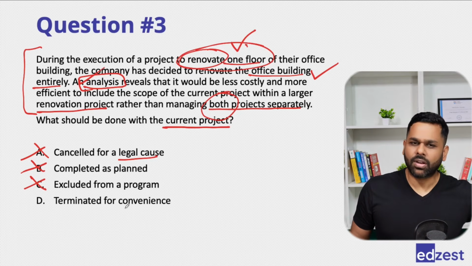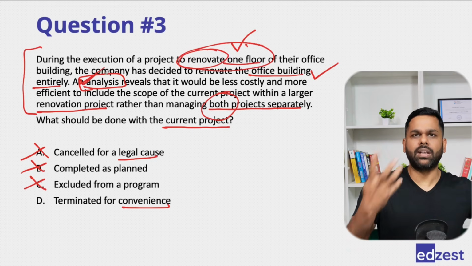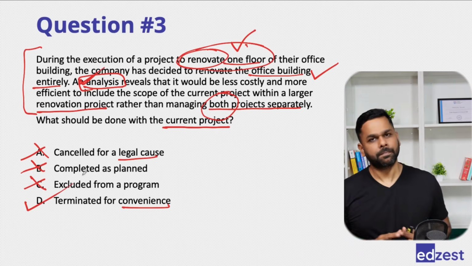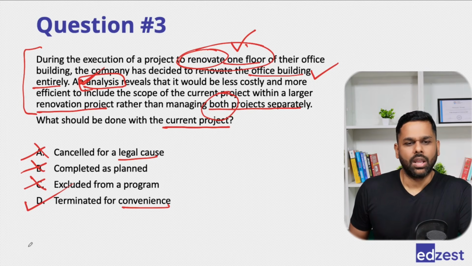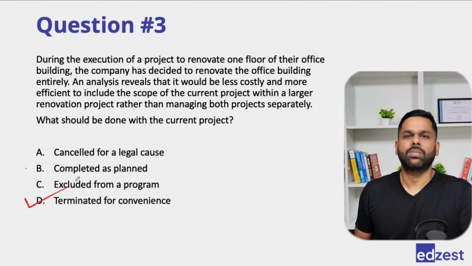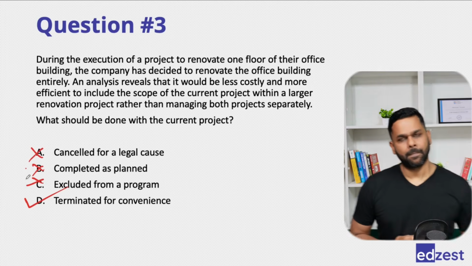Should we terminate this? Yes. Will it be for convenience? Yes, because that's what the analysis suggests, that it will be convenient and better if we combine the scopes. D is the best choice. Right? So try this elimination technique. It works wonders. It will help you very quickly understand what could be the best choice because you are able to eliminate the choices.